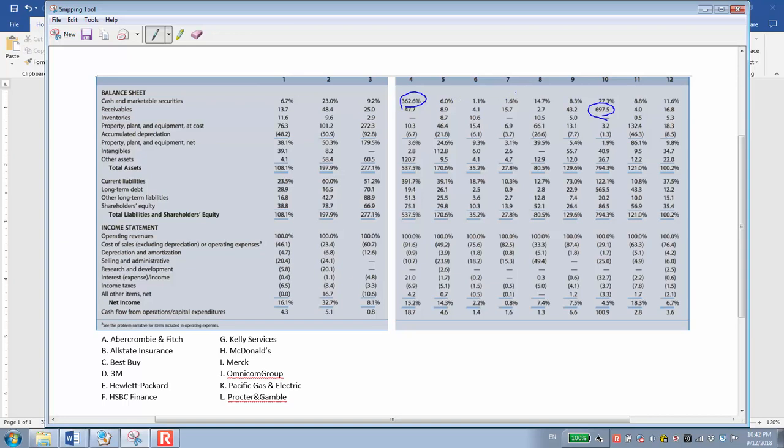As we know, banks have lots of receivables. That's actually receivables from the borrowers, and they must also have a huge amount of debt. So 565% net debt, and also 122 current liabilities. So we can easily recognize firm 10 is a bank, which is F, HSBC Finance. So this is F.